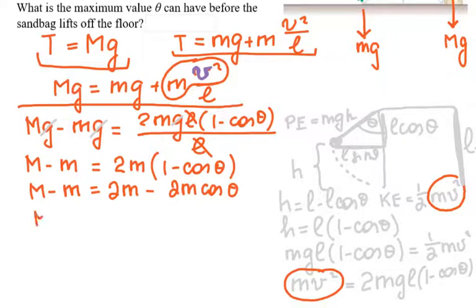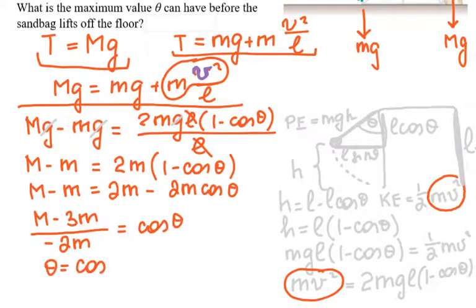Then I have M minus 3M divided by negative 2M is equal to cosine theta. So theta is equal to arc cosine of, and here's the little trick. I can take this negative in front instead of keeping it there, and then place negative to the top. So I'm going to take the negative from the front and place it to the top, to the numerator. So that will give me 3M minus M over 2M.